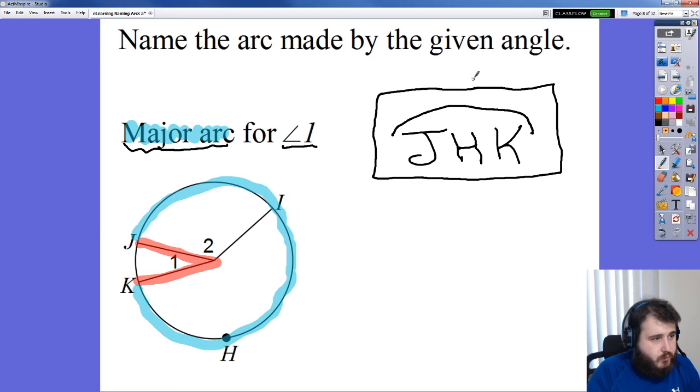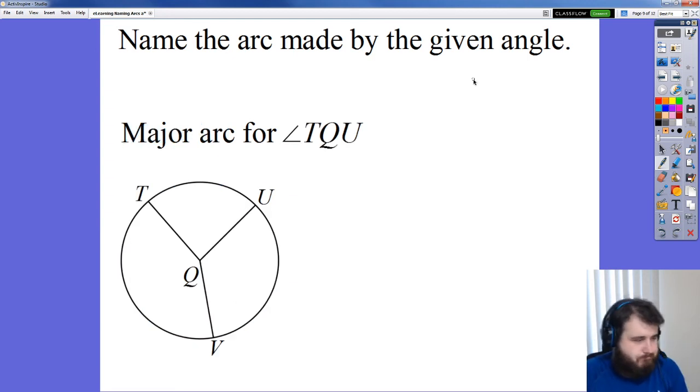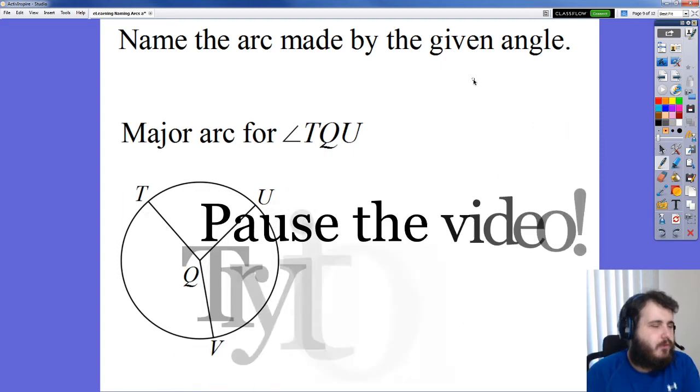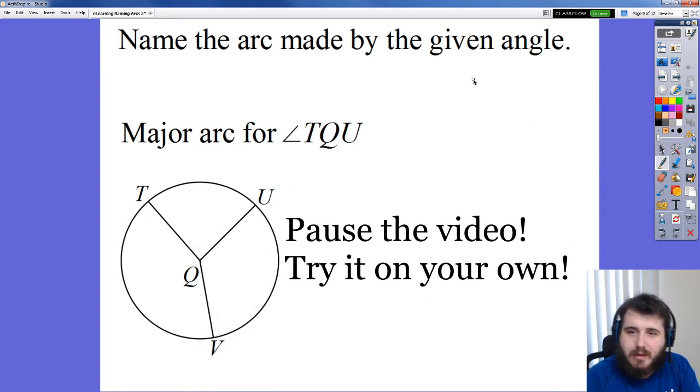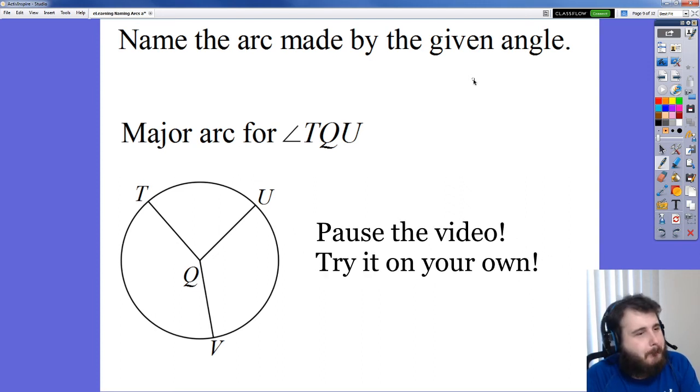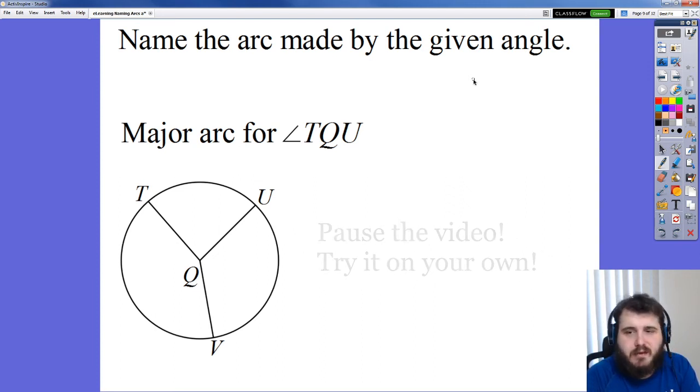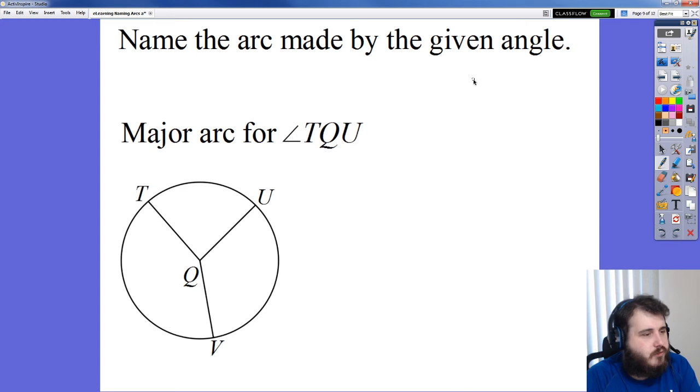So what I'm going to do is I'm going to give you a little bit of time. Try this problem on your own. That one person who's watching, I'm talking to you. Go ahead and see if you can figure out how to name the major arc for angle TQU. Let's go ahead.